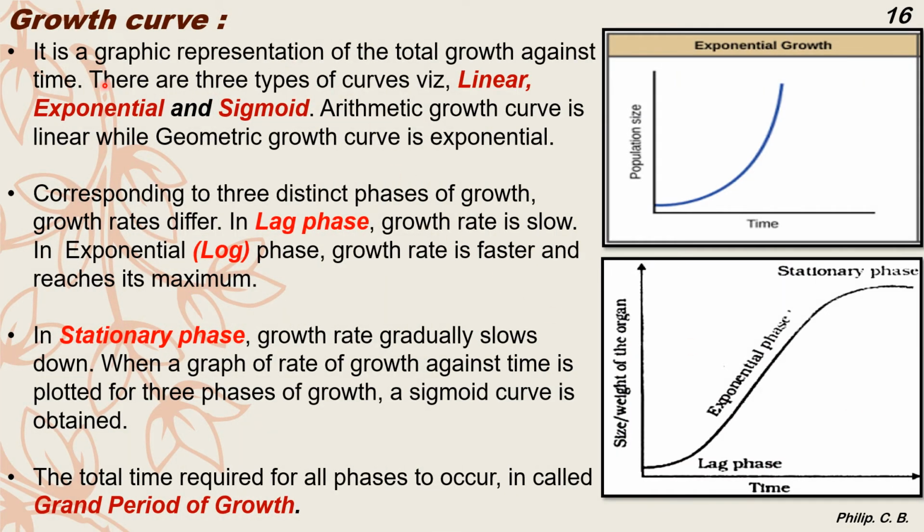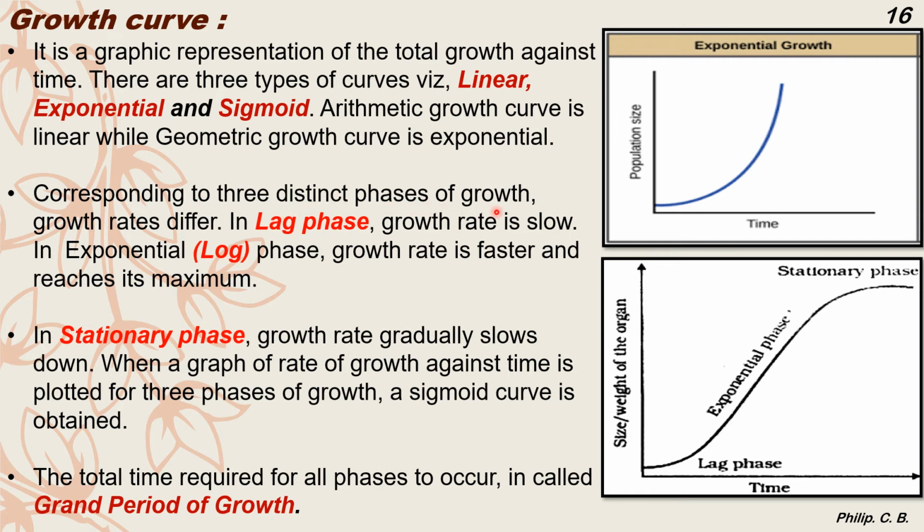Further, the growth curve is a graphic representation of the total growth against time. There are three types of curves: linear, exponential and sigmoid. Arithmetic growth curve is linear while geometric curve is exponential. The linear, as the name suggests, is in a linear manner, exponential at a high rate, and then the sigmoid, that is the S-shaped curve. Arithmetic goes sequentially, as we learned 2, 4, 6, while geometric goes in a high exponential manner.